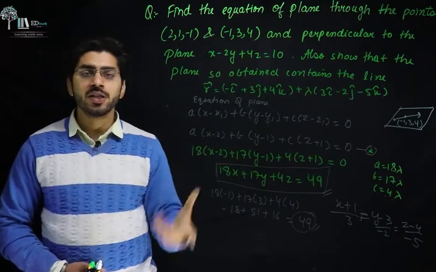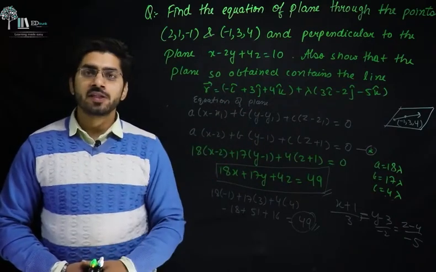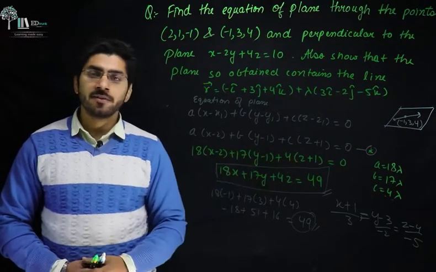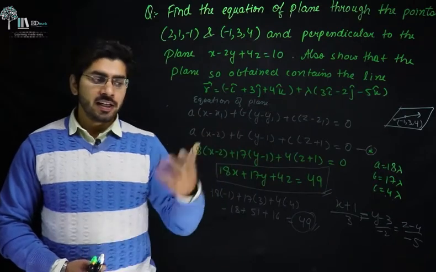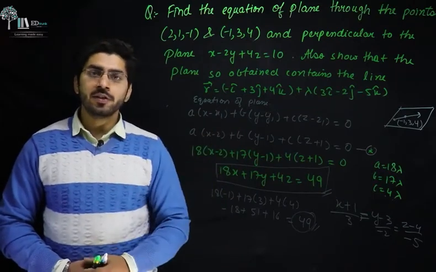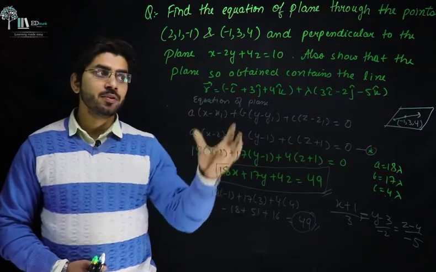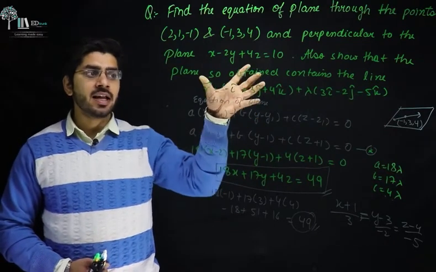We solve those equations with the cross multiplication method and find the values of a, b and c. Substitute those values in the equation, and we get the equation of the plane. If I need it in vector form, I can also convert it into vector form. Next step is we need to show that it contains the line.